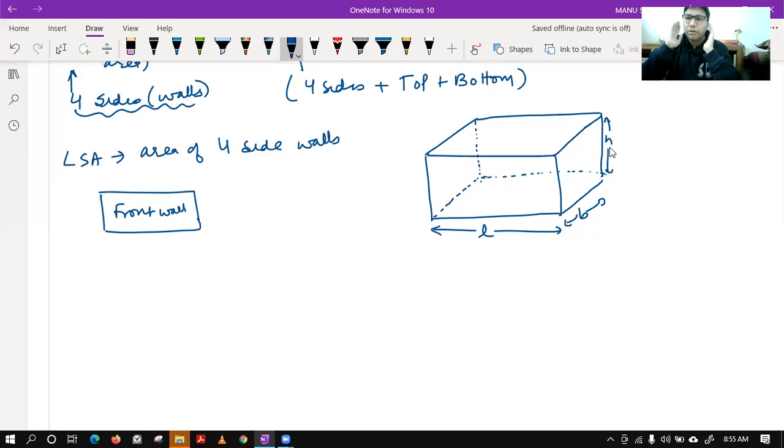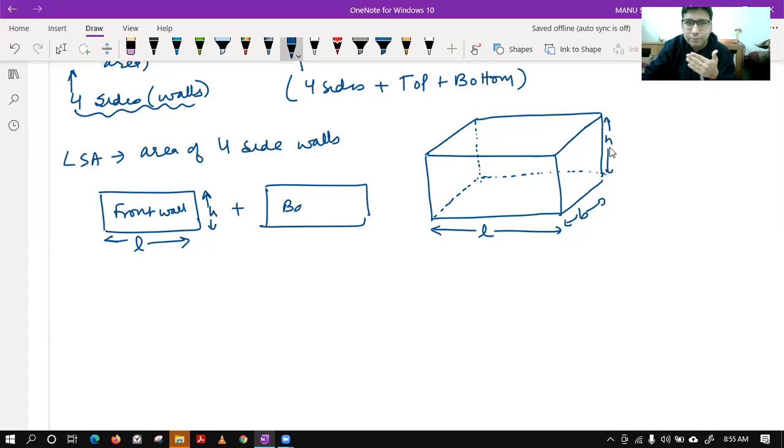The wall in front of you has only 2 dimensions. It has the length part and the height part. So the front wall has 2 dimensions, L and H. Very good. Plus, we know that the front and the back wall are the same. The back wall also has the same dimensions, length and height. That is fine.